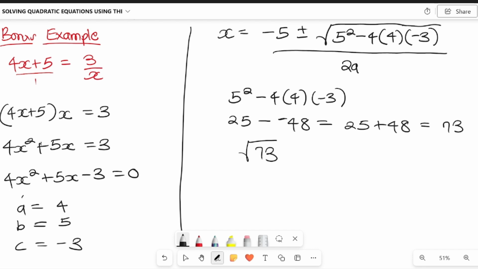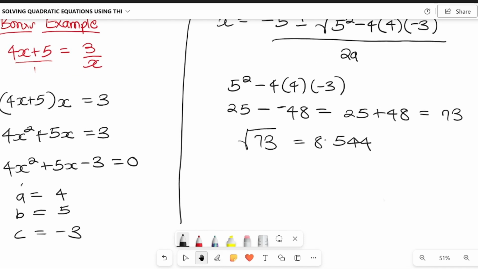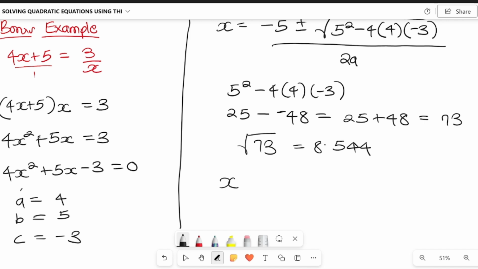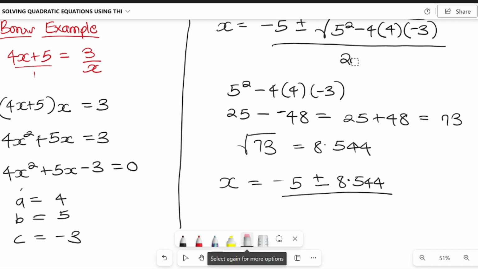73. Now we need to find the square root of 73. From the calculator, the square root of 73 is 8.544, truncated to 3 decimal places. Now placing that back in our formula, we'll have x equals negative 5 plus or minus 8.544 all over 2a. And a here is actually supposed to be 4. Sorry, I forgot to place that. So that will be 2 times 4, which is 8.